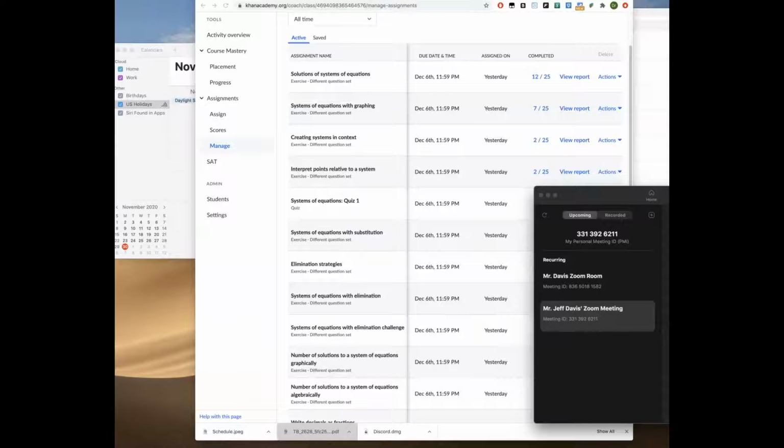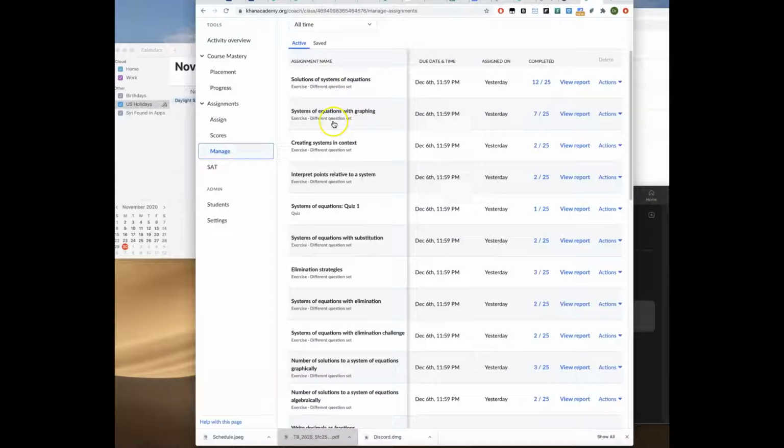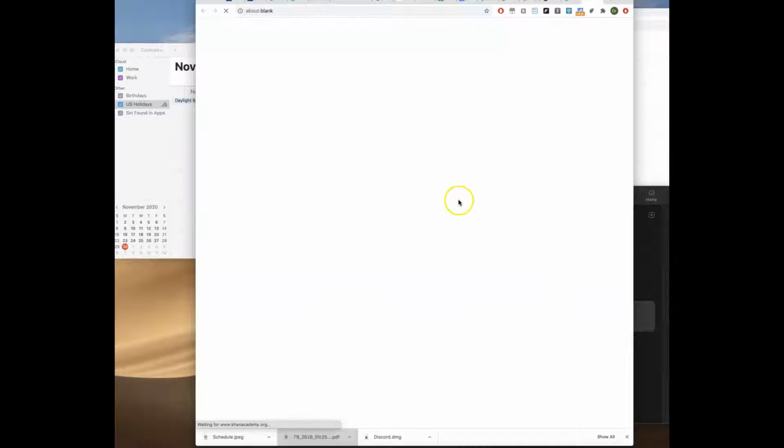Right, welcome. I want to go through a couple more sections of Con here. I've done these two, I've done these two. The quiz is on you, but I'm going to do these systems with substitution and elimination strategies. Talk through two or three problems from each one.